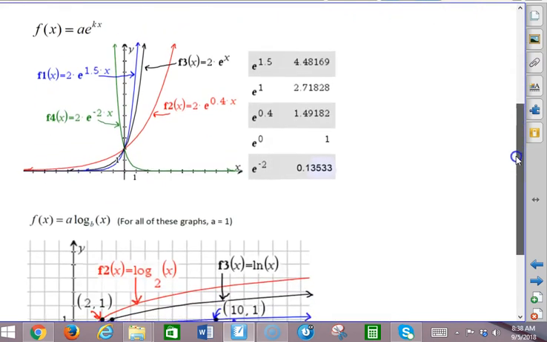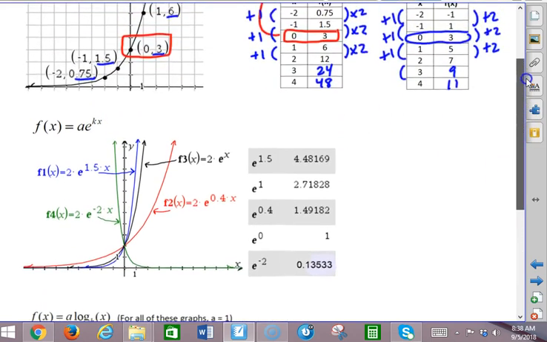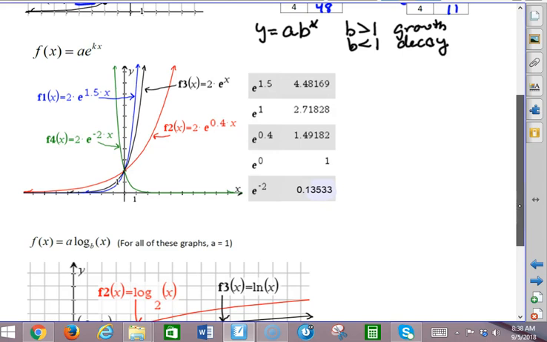Now, the next thing I want to take a look at is when we use e as a base. So I just want you to think about e. We already know that if I have y equals a b to the x, and b is greater than 1, we have growth. And if we have b less than 1, we have decay, or a decreasing function. So when we look at e, we have to remember that e itself is 2.71828. So just using base e is a growth function.